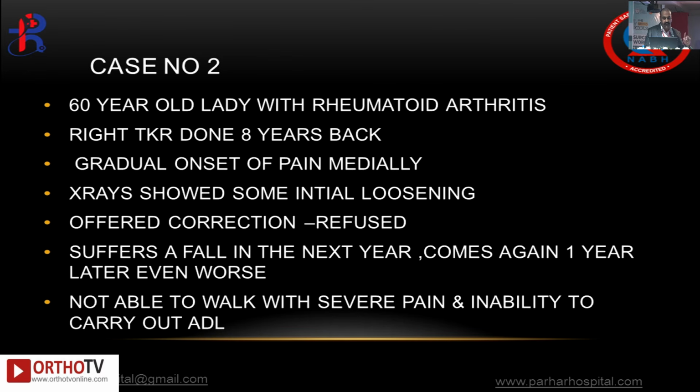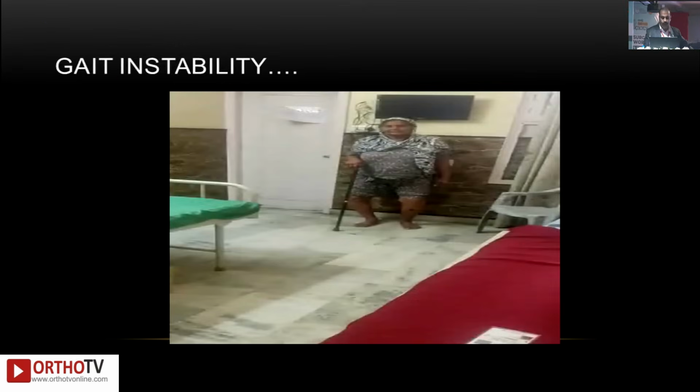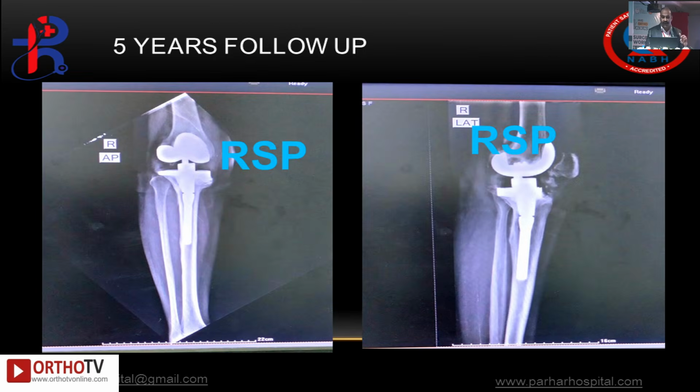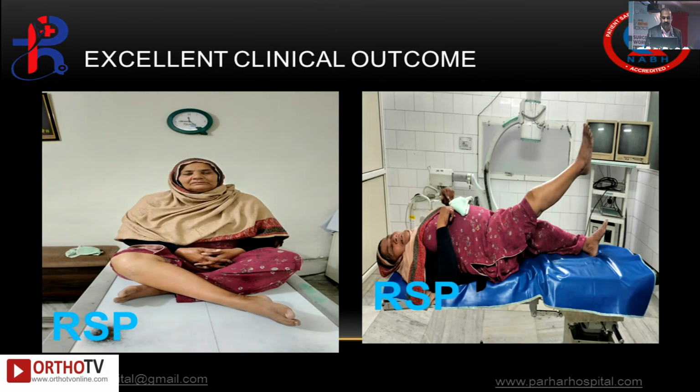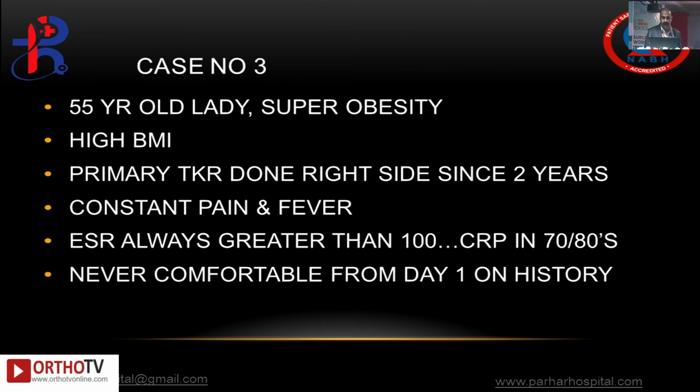Another case, a 6-year-old lady, right side TKR done 8 years back, gradual onset of pain medially, and it has gone down for subsidence. We keep everything ready with a CPS and everything, but we ended up doing a conversion of the PS into an LCCK. These are the cases where you are going to get all these problems. A 5-year follow-up of her, excellent clinical outcome with an LCCK of the Zimmer. She's walking well, not going to show the video.